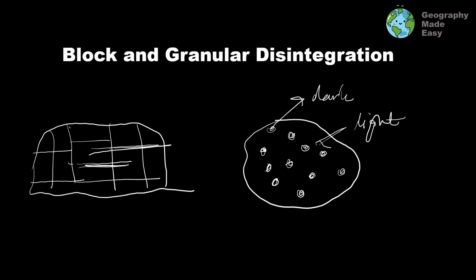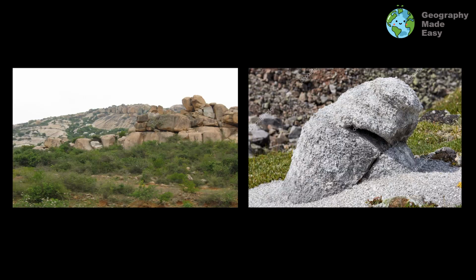So the darker colored minerals will absorb more heat and expand more compared to the surrounding lighter color minerals. So this constant expansion and contraction within the rock, which is uneven, leads to the complete disintegration of the rock. When this happens, along the grains we can see that the rock is disintegrating. This is called granular disintegration.